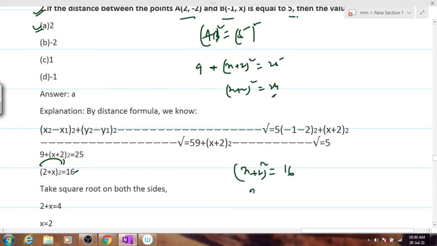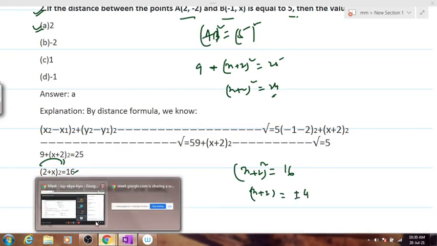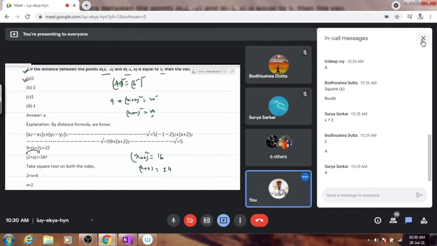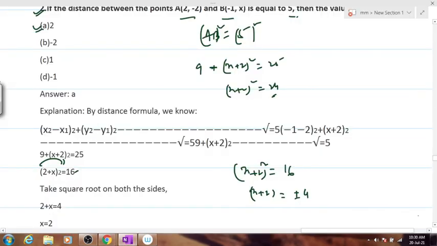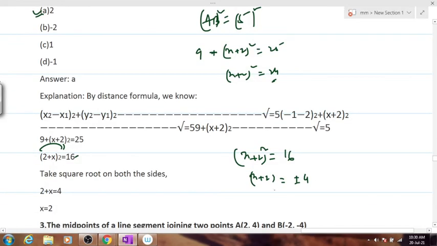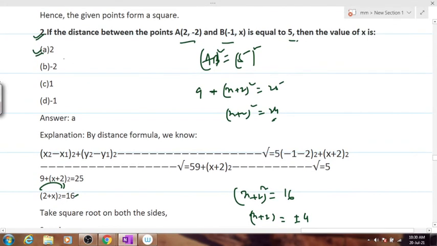Then we will take square root both the sides. X plus 2 will be equals to plus minus 4. Yes or no? Please tell me yes or no. Yes? Then one answer for x will be 4 minus 2 and the other answer will be minus 4 minus 2. Answer will be minus 6 and 2. Nobody told me minus 6 because there wasn't an option.